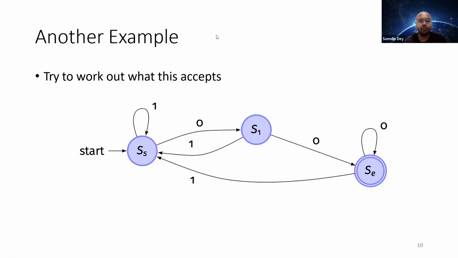Now, we have someone mentioning something in the chat. Yes, Andre, you're absolutely correct. The substring must be 0, 0 for acceptance. That is correct. So this machine will accept the strings that consist of 0, 0 consecutively.